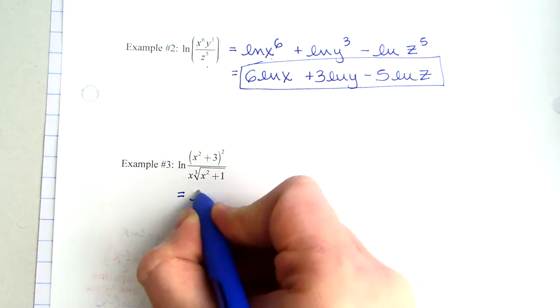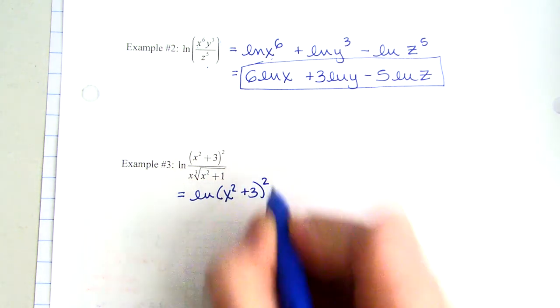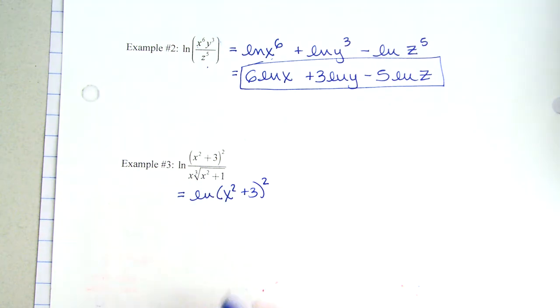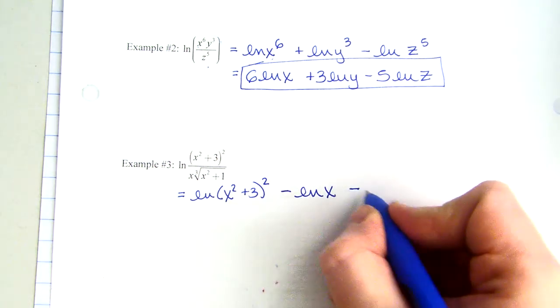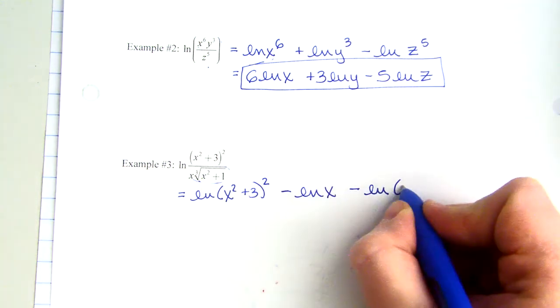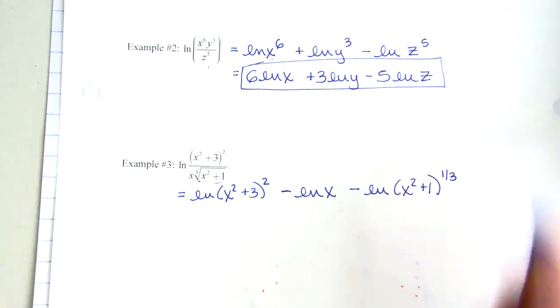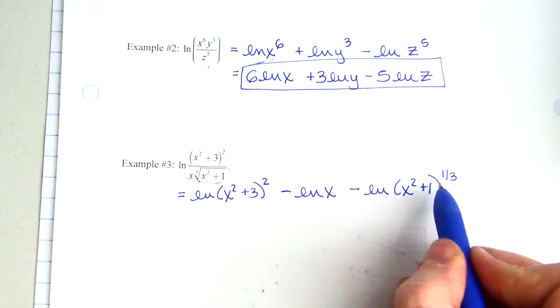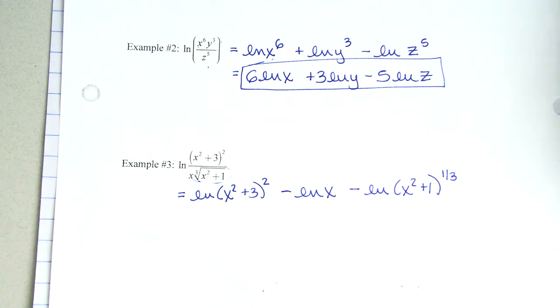I see something up top, so I'm going to say the natural log of x squared plus 3 squared. Then I've got 2 pieces on the bottom. I'm going to subtract the natural log of x, and I'm going to subtract the natural log of, you know what, rather than saying the cube root, how about I say x squared plus 1 to the 1/3. I don't need to make it negative 1/3 because the reason it's in the denominator gets taken care of by this minus sign over here.